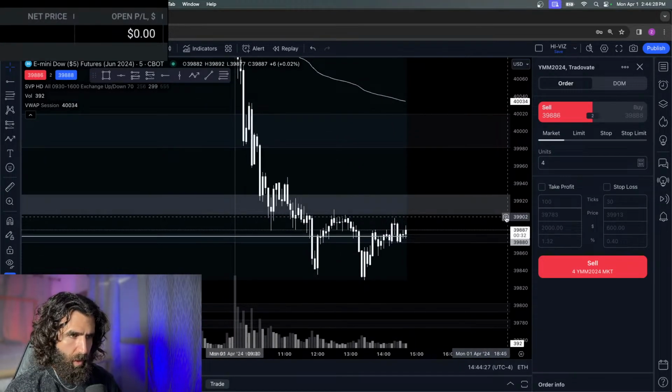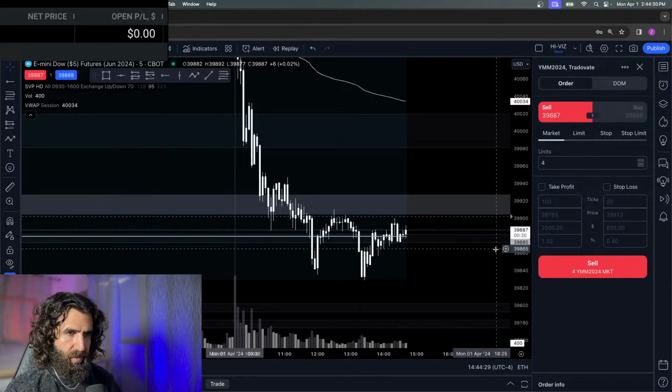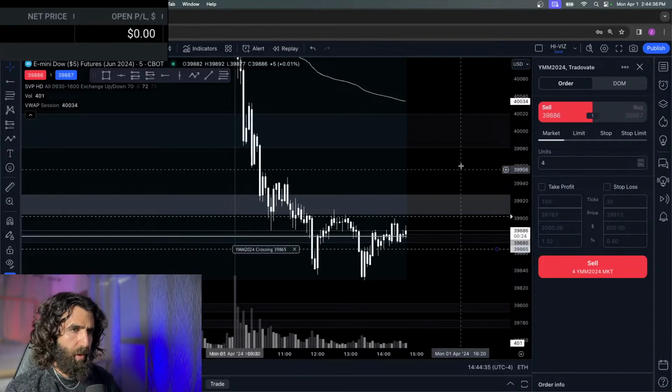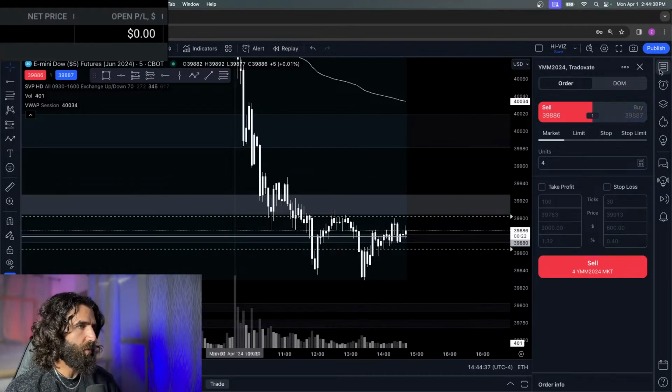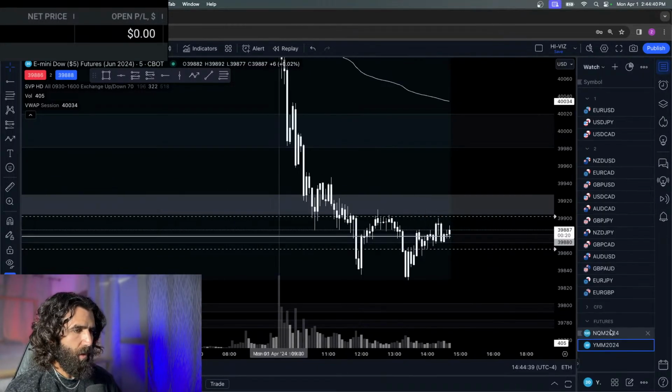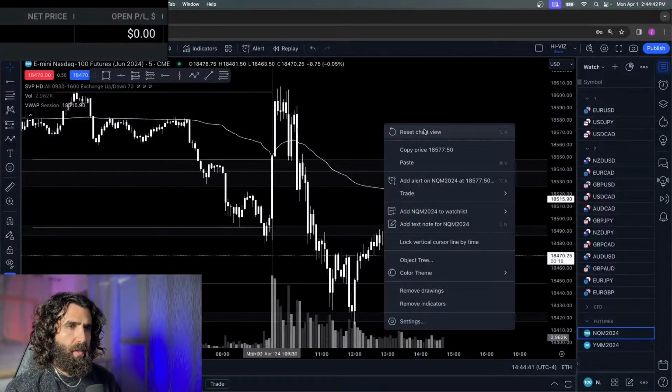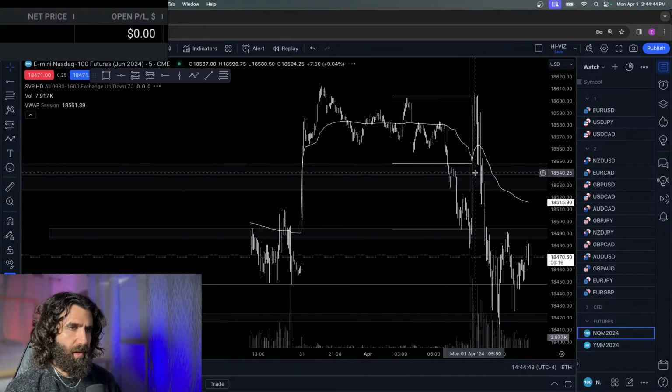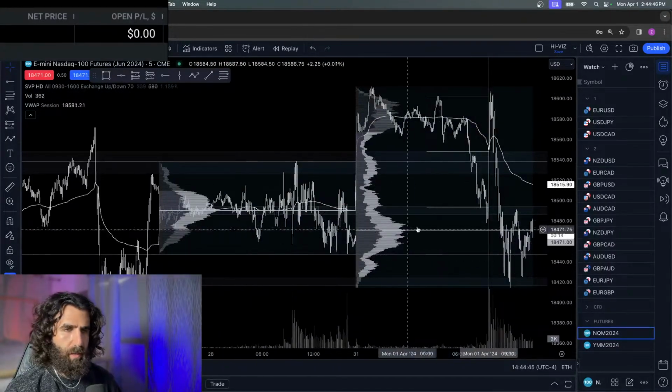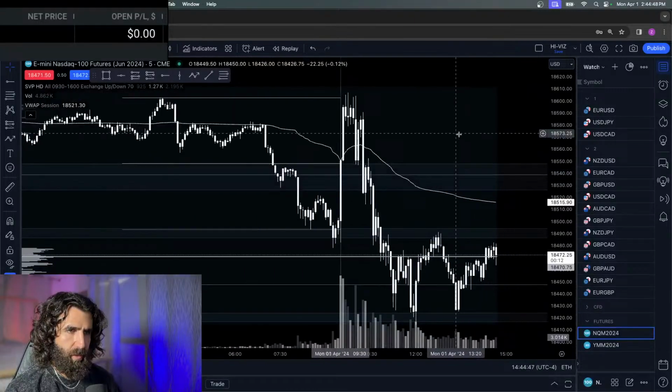Just because I'm going to come away from the chart for a second, I'm going to throw some alerts above and below price. This way I get an alert if price starts moving quickly while we're not paying attention. Let's take a look at the NASDAQ. Again, I marked this chart the exact same way. I use the same basic tools that I've been paying attention to.